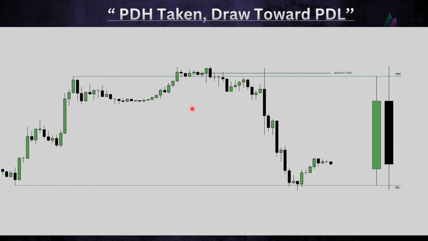Right, so in this example, we have previous day high taken, draw into previous day low. The price trades above the previous day high and fails to hold. From that point, price unwinds back through the range and continues lower. Here, the target was the previous day low. This is another way a trading day can deliver once one side is cleared.